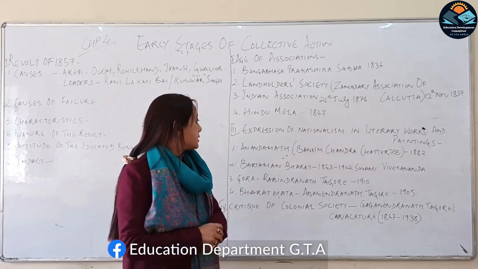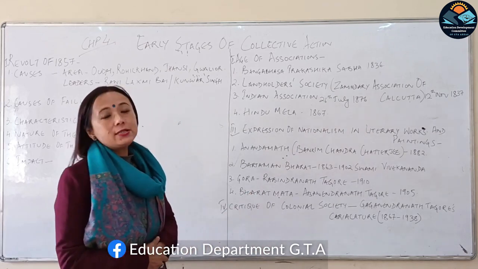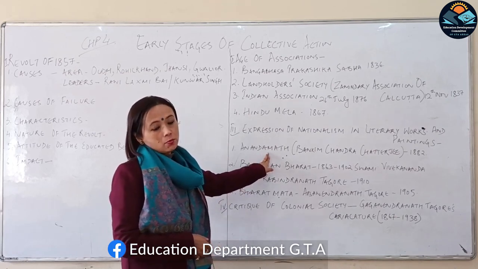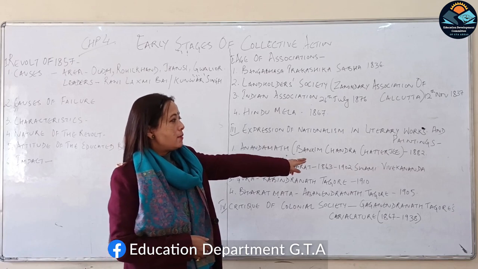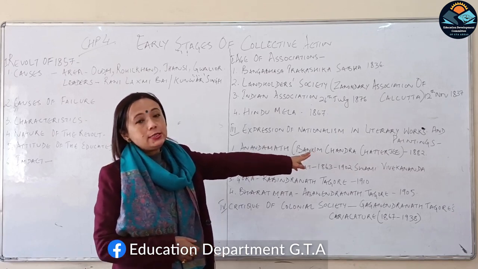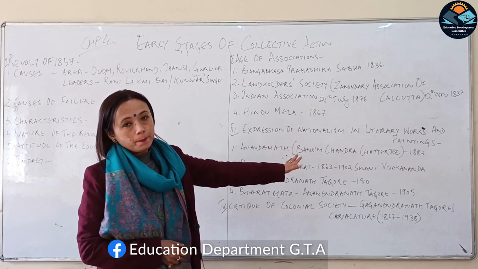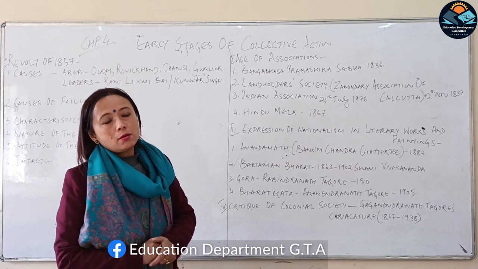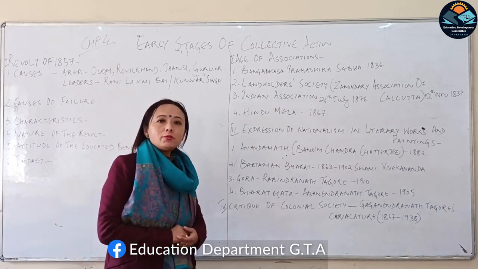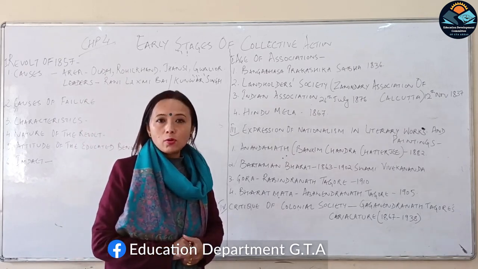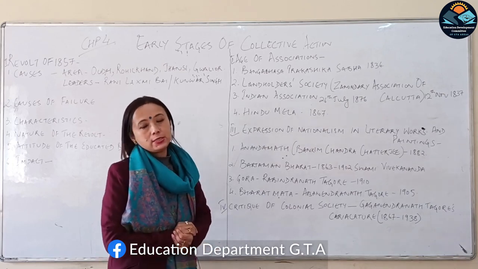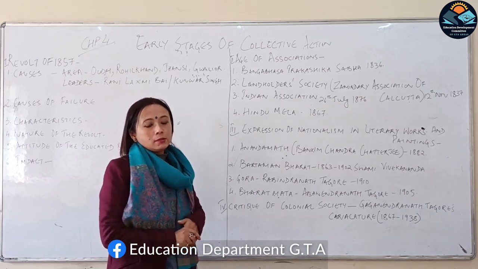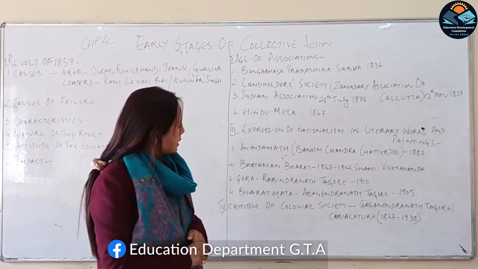Now, in this context, we shall talk about Ananda Math, which is a novel written by Bankim Chandra Chatterjee in 1882. This novel was written on the background of the famine of Bengal in 1770, and the Sannyasi Revolt.